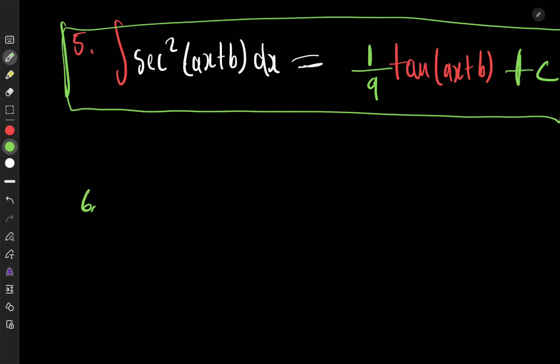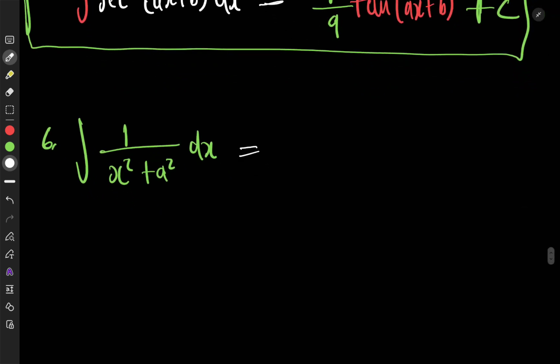This is going to be the integral of 1 over x squared plus a squared, and we're integrating with respect to x. What am I going to get now? Where did it come from? It came from tan inverse. You ask yourself, where did it come from? It came from tan inverse.